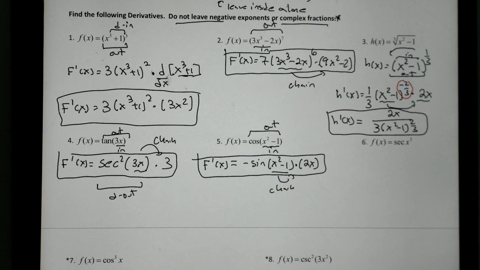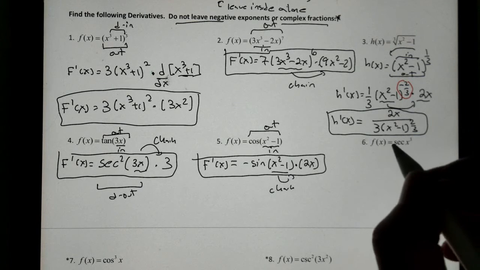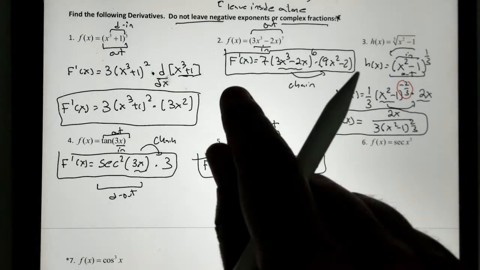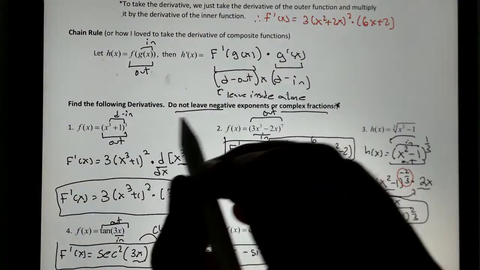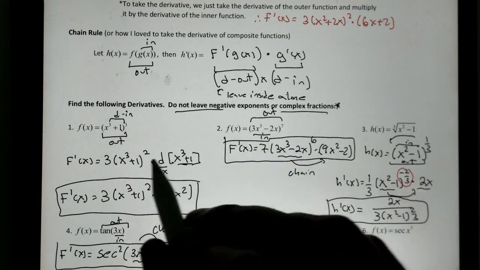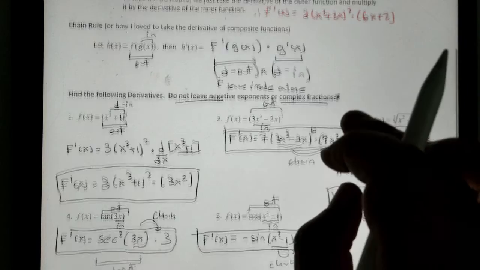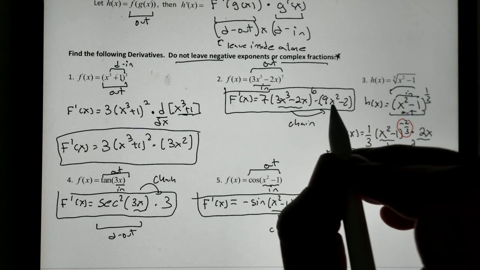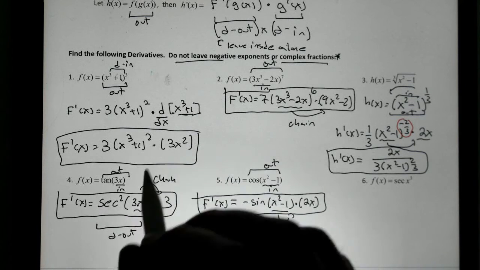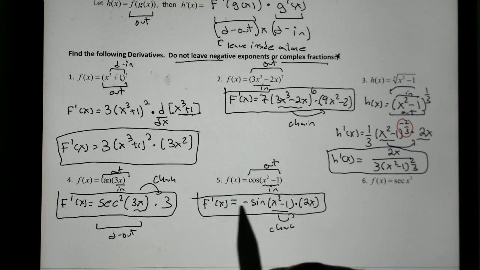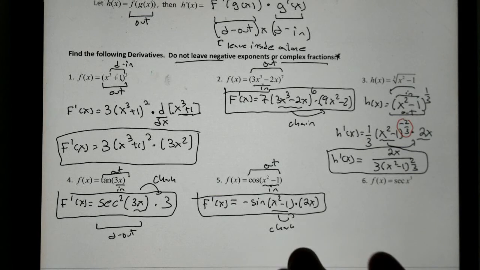Pretty easy to do. Now, number 6 does look kind of nasty right here. But let me just share something with you. This is the secant of x cubed. Now, when we do chain rule, notice everything is inside. We literally see inside something. We're inside some sort of parentheses. I'm taking the derivative of the parentheses, multiplying by the derivative of what's in the parentheses.